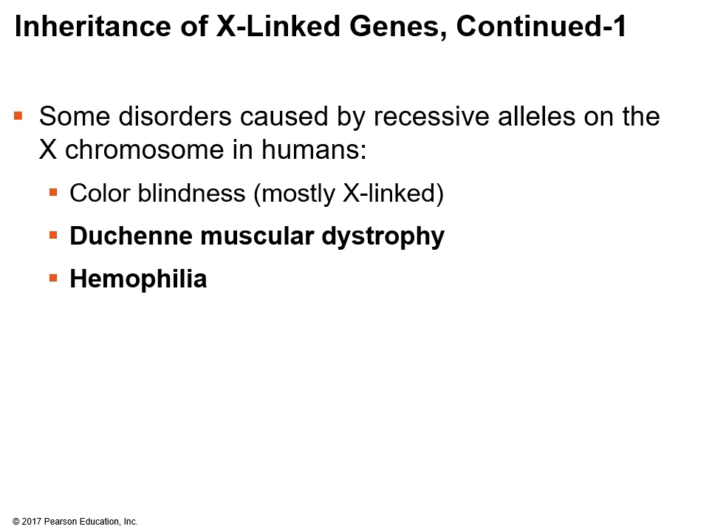Here are some examples of X-linked recessive disorders. We have colorblindness, which is mostly X-linked; Duchenne's muscular dystrophy, which is a mutation in the dystrophin gene, and dystrophin is an important protein for muscles, so patients with Duchenne's muscular dystrophy have severe muscle weakness; and hemophilia, which is a bleeding disorder caused by a mutation in genes that express important clotting factors in order to properly clot the blood.